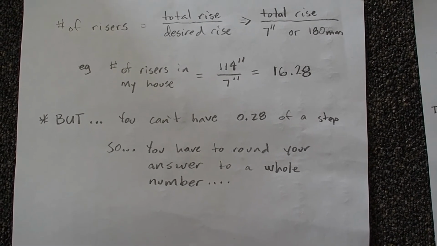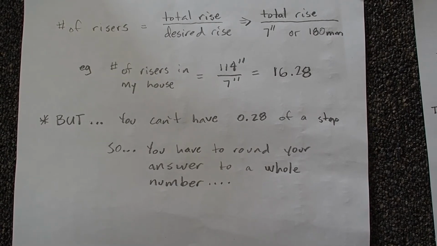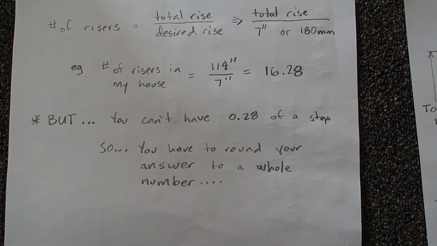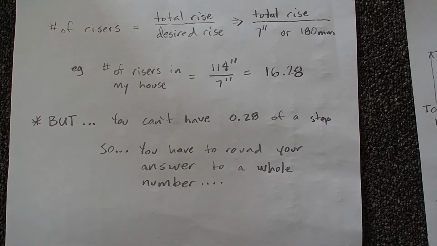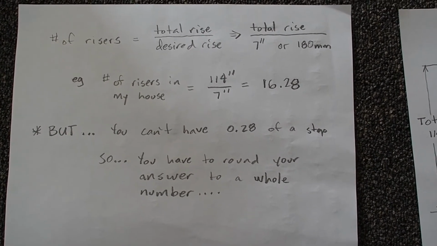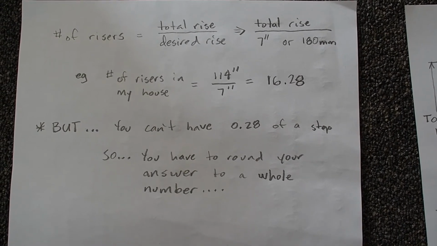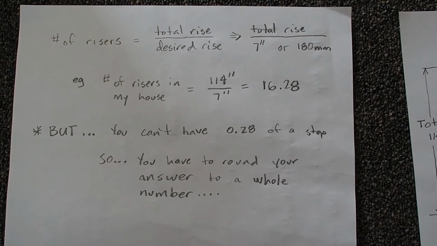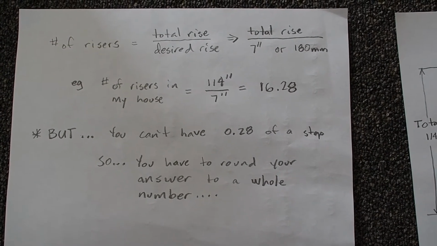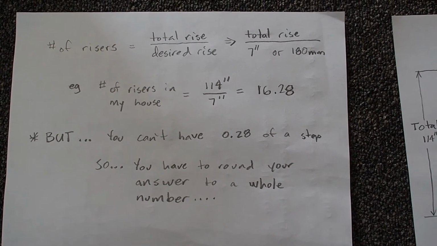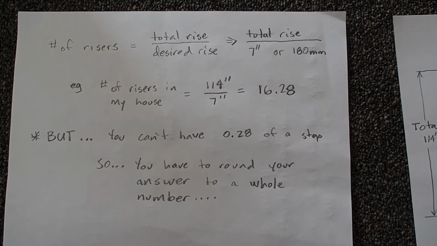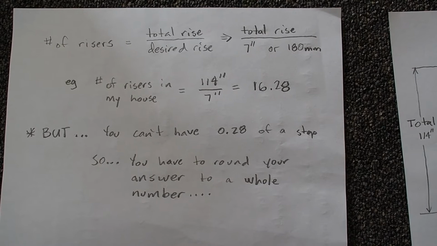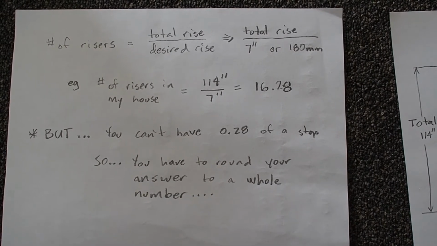And then I've done an example there. Example, a number of risers in my house is 114 inches divided by 7 inches, which gives us 16.28 risers. Now you clearly can't have 0.28 of a riser. You can have 16 risers, you can have 17 risers, but you can't have 16.28 risers. So this number you're going to round. And in fact, you actually have quite a bit of leeway on how far you can round it.